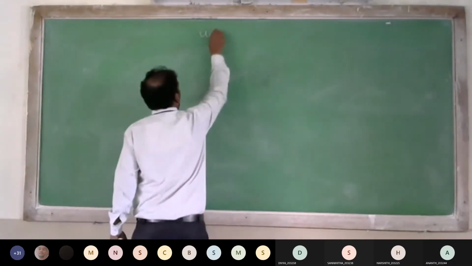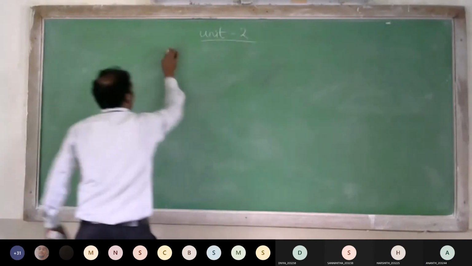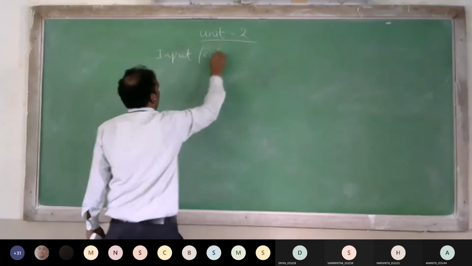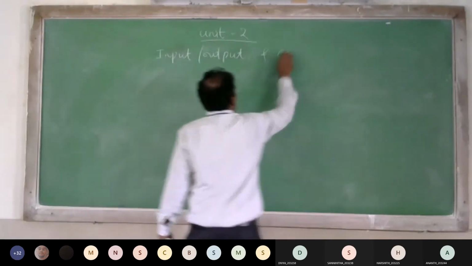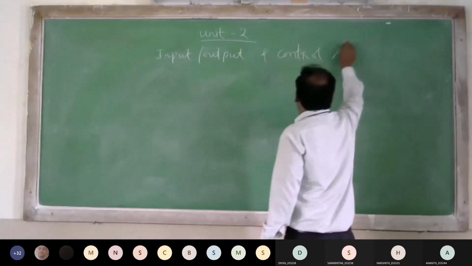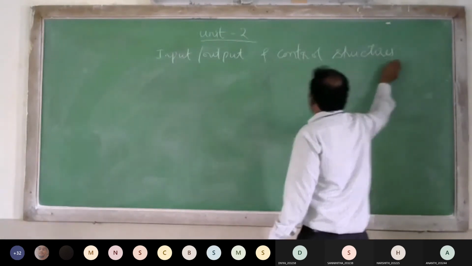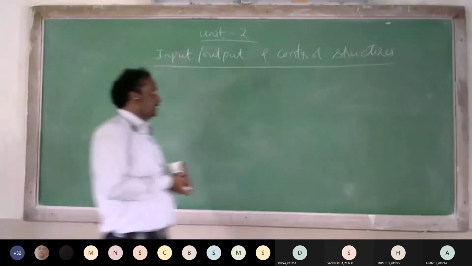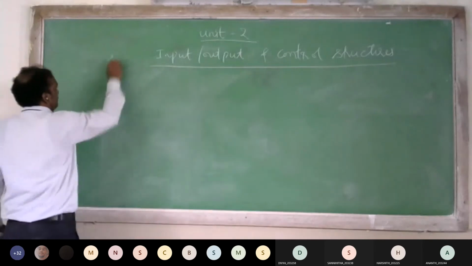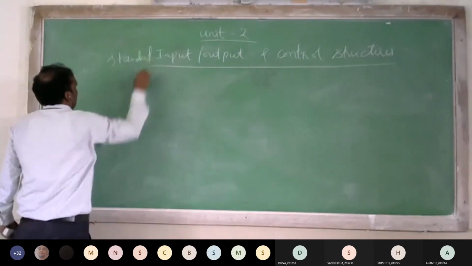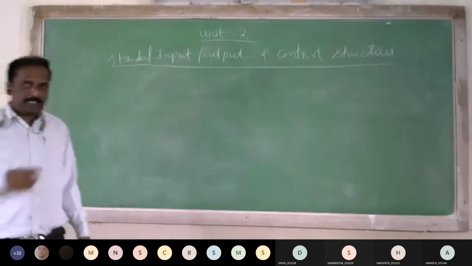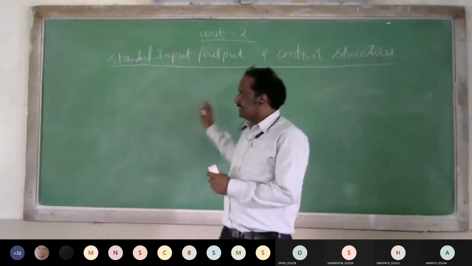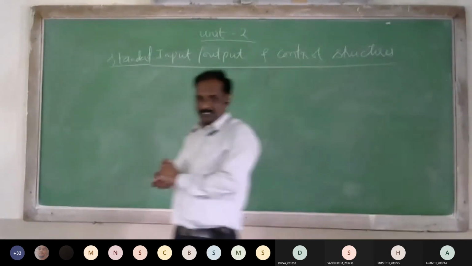Unit 2: Input or output statement and control structure. Standard input and output statement and control structure. This is unit 2. After discussing this unit 2, we are going to write the program and implement it in the computer.